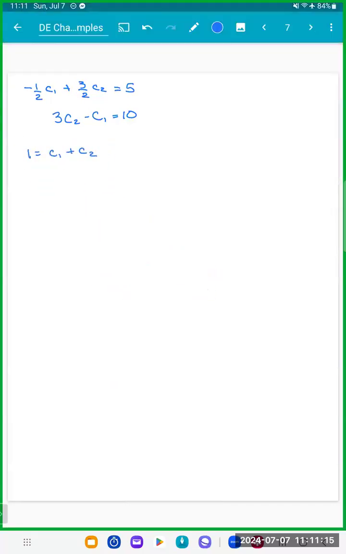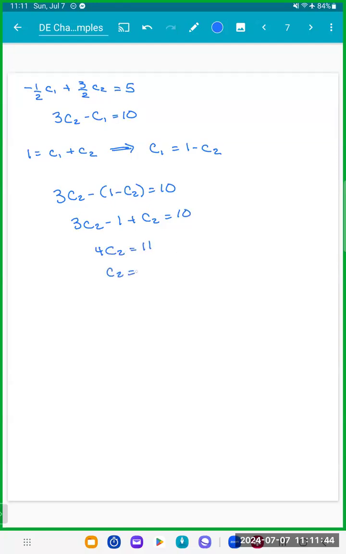So when we look at this formula, that really can be rewritten as C1 is equal to 1 minus C2. We could plug that into the previous equation and get that 3C2 minus (1 minus C2) is equal to 10. And simplifying that, we get 3C2 minus 1 plus C2 equals 10. So 4C2 equals 11. C2 equals 11 over 4.